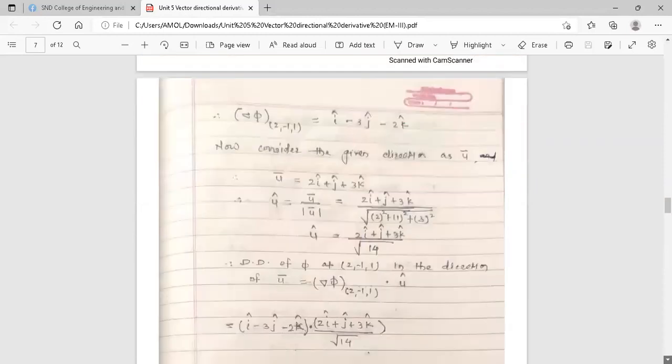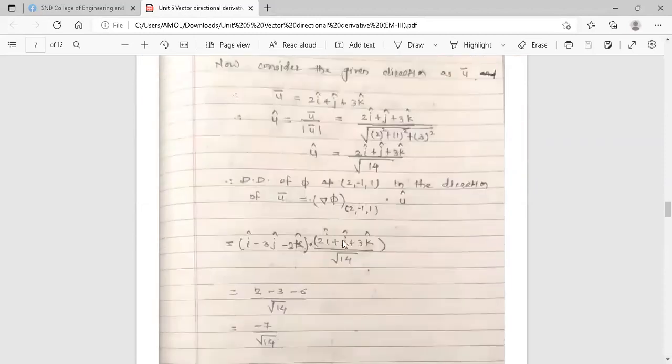So you write that value here, dot u cap. What is u cap? It is (2i cap plus j cap plus 3k cap) upon root 14. Then you do the dot product of these two vectors. i cap dot i cap is 1, because, as we discussed in the previous lecture on the dot product of two vectors, the angle between i cap and i cap is 0, so cos 0 is 1.